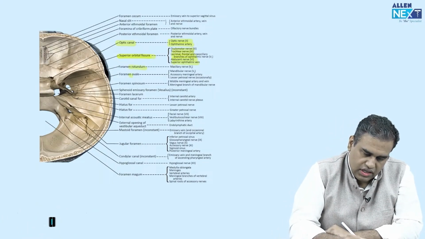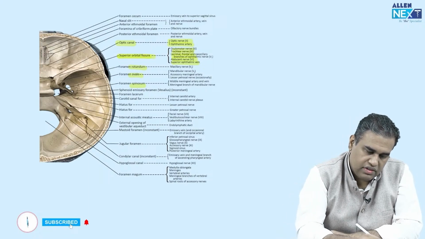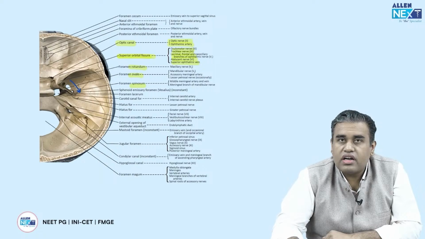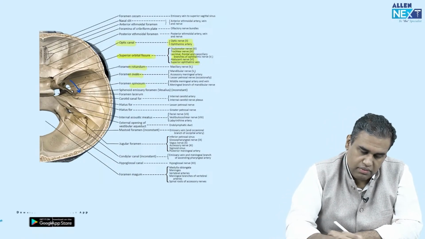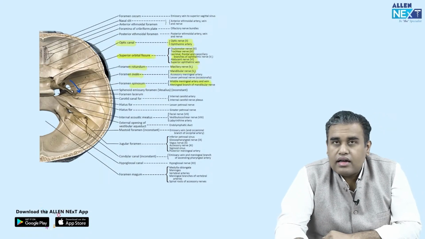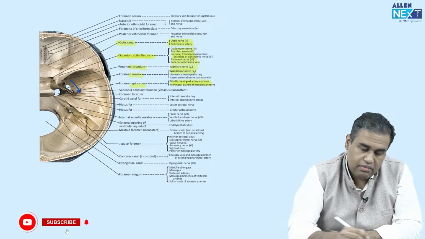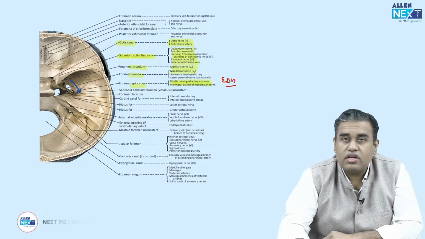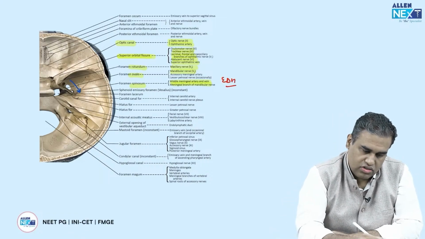Then ROS, rotundum, ovale, spinosum, they are going in which direction? They go in a posterolateral direction. Okay, so ROS, rotundum, ovale, spinosum. Do remember rotundum has the maxillary nerve, ovale has the mandibular nerve, and spinosum has that artery responsible for the epidural hemorrhage. And which artery is that? That artery is the middle meningeal artery. Okay, so ROS over.